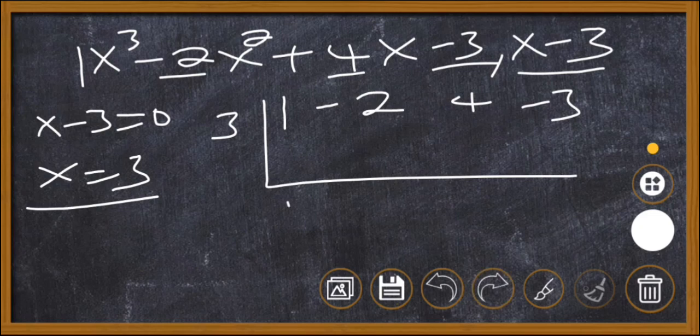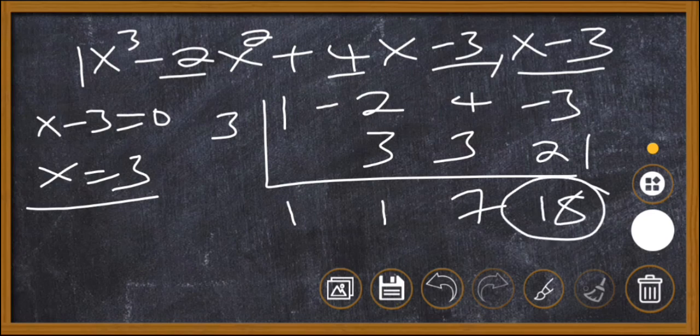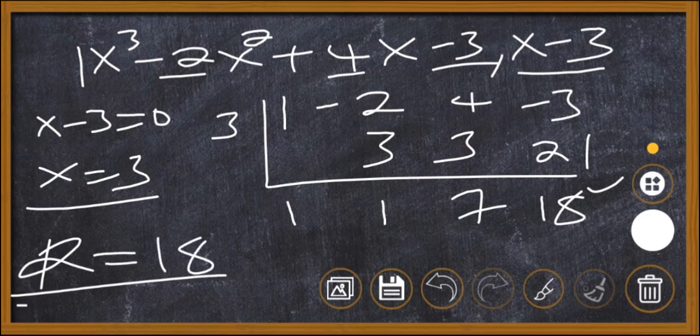And then when you are just beginning to write the values, you simply drop this here down there. So we are just going to have 1 here. Then you multiply this with the value that you have there. So 3 multiplied by 1 is simply 3. And then negative 2 plus 3 is simply 1. Then 3 multiplied by 1 here, we are going to have 3. And then 4 plus 3, we are going to have what? 7. And then 3 multiplied by 7, we are going to have what? 21. And then negative 3 plus 21 is 18. So this is our remainder. The value that is last here is the remainder. So in this case then, the remainder is what? Is 18. So this is the answer.